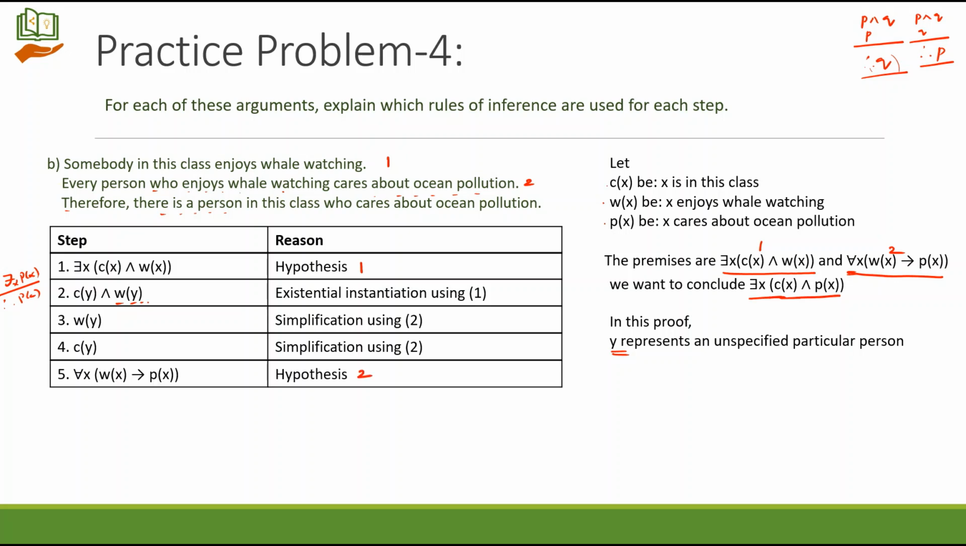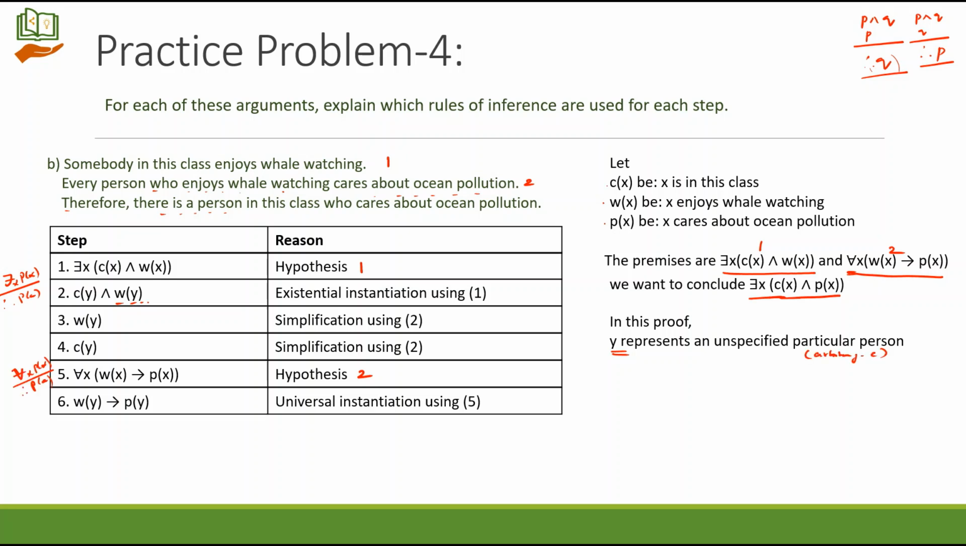We'll go for the second hypothesis, W of X implies P of X. Now we have to apply universal instantiation. So this will be W of Y implies P of Y. So this will be for all X P of X, therefore P of A. Now we get W of Y implies P of Y using universal instantiation from the fifth step.